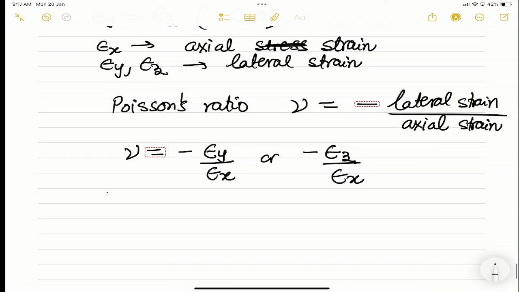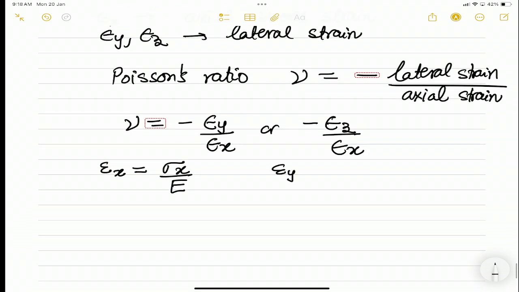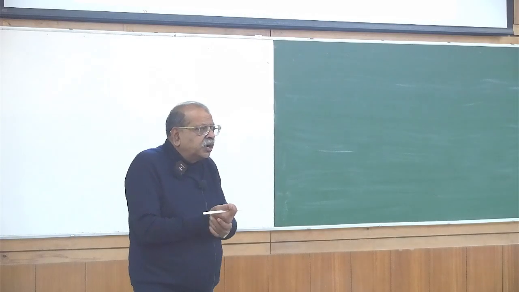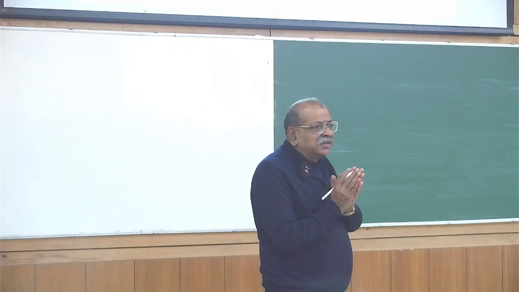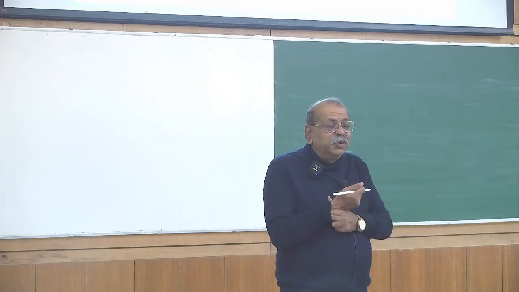Now we also know epsilon x is equal to sigma x upon E. So epsilon y and epsilon z, the two lateral strains, will be equal to minus nu times sigma x upon E. And this value of Poisson's ratio is normally fixed for a material, and actually what you find is that volume will not be conserved.